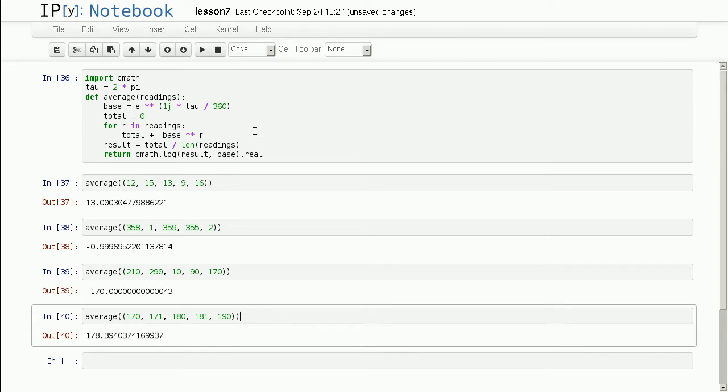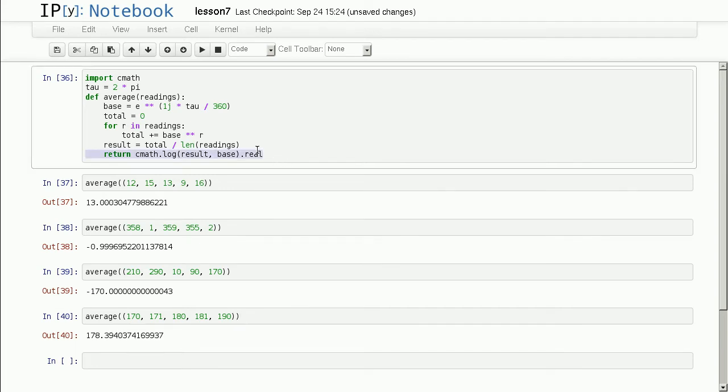This is one way to solve this problem. We're doing vector addition and then taking the average of those vectors and then using a logarithm to convert back from that vector in the complex plane into a number of degrees. And we're using this trick of using exponentiation and logarithm with respect to this base, this special base.